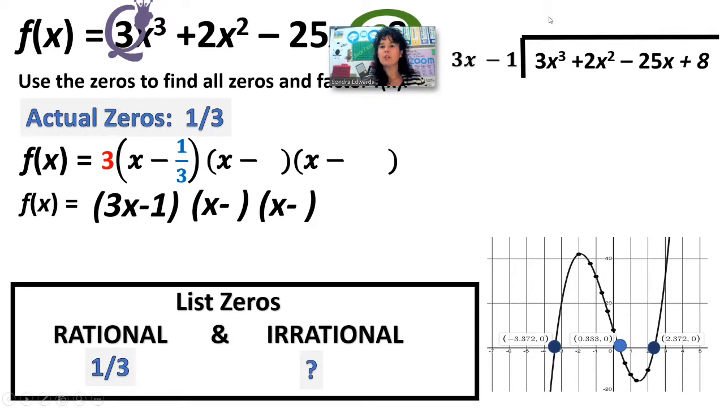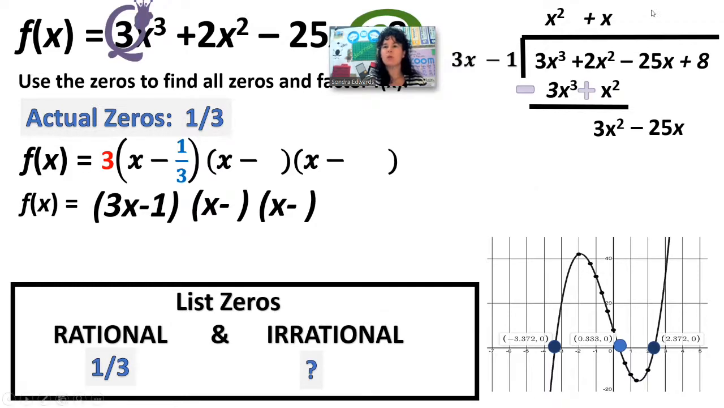To figure out what number goes up here, it's what's in front over what's in front. So 3x cubed over 3x simplifies to x squared. Then you multiply this times everything out to the side. So x squared times 3x is 3x cubed. X squared times -1 is minus x squared. Draw my line and subtract. So I run a negative all the way through, combine, and we get 3x squared. We're going to bring down that minus 25x and start again. To decide what number goes up here, we have 3x squared over 3x, which is just x. Then multiply times everything. So x times 3x is 3x squared, x times -1 is minus x.